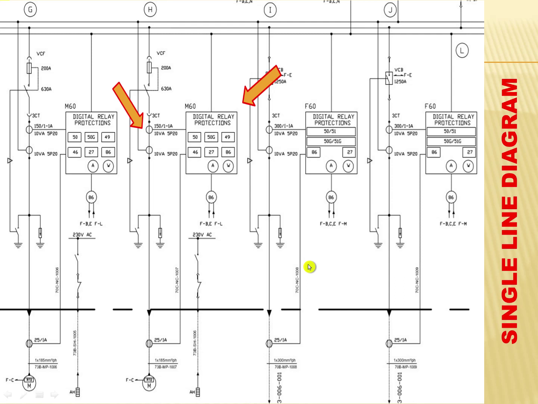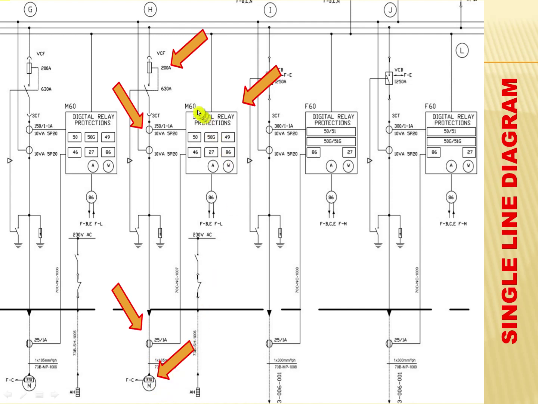And this will be our line CT. The ratio is 150 is to 1 ampere. And this will be our zero sequence current transformer. The ratio is 25 is to 1 ampere. And our subject motor here.